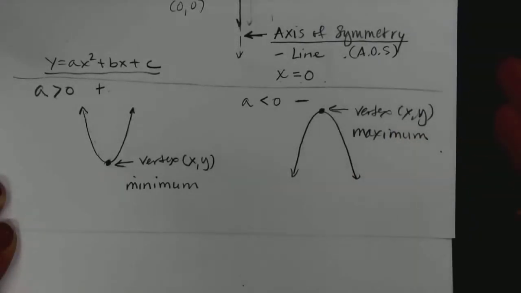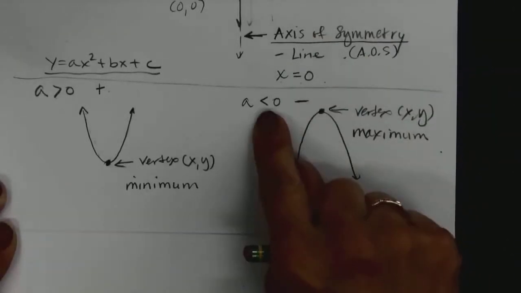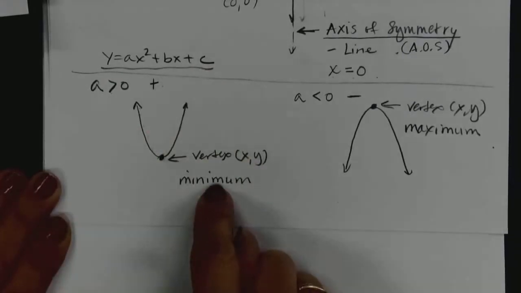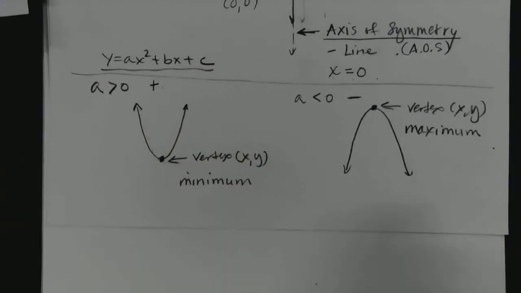So in your assignment today, I'm going to say locate the vertex. So you give me an ordered pair, and I'm going to ask you, is it a maximum or a minimum? You would tell me if it's an upside down parabola, right? If a is negative, then it is a maximum. If a is positive, it's going to be a minimum. Okay? Any questions so far? No? Okay.